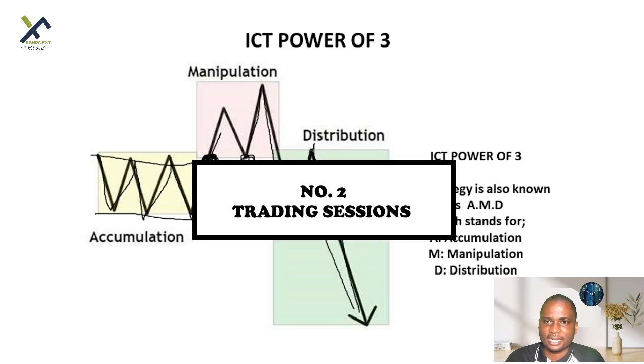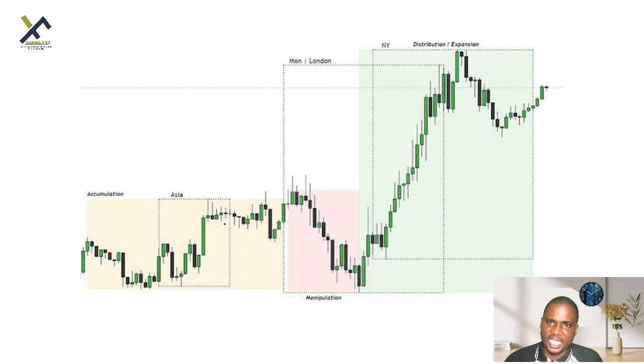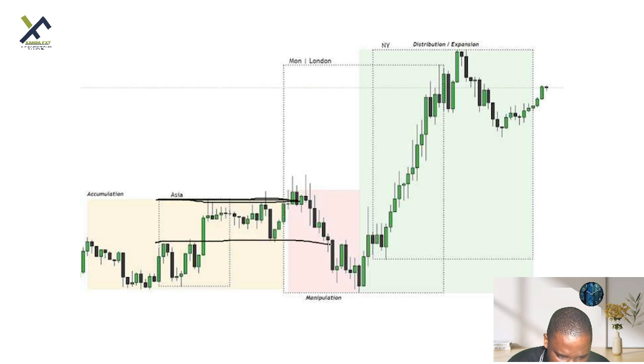Number two criteria: trading sessions and time zones are very vital in trading ICT Power of 3. When you come to the chart, you observe what we have been saying. You notice that this is the Asia session, this is the London session, and this is the New York session. If you look at this chart properly, you will notice that the accumulation stage played out in the Asia session. At this point, the market begins to range, to accumulate.